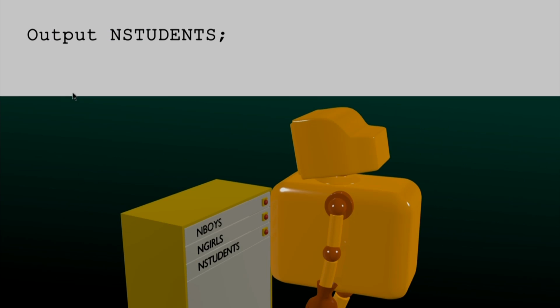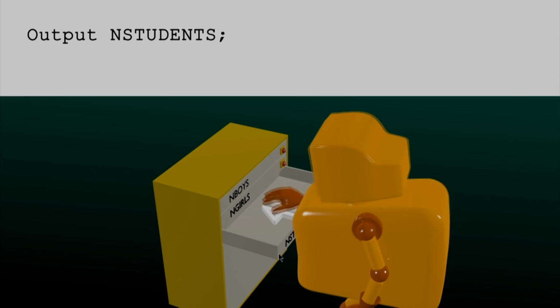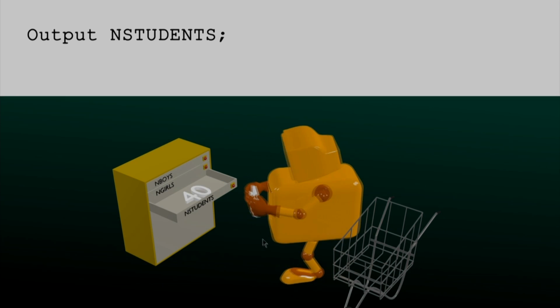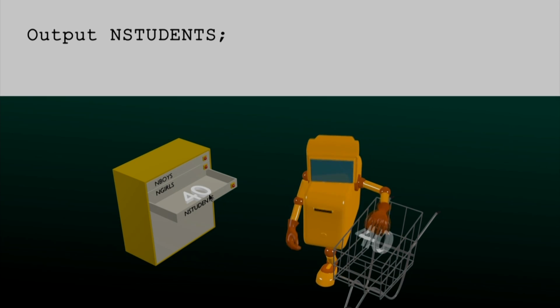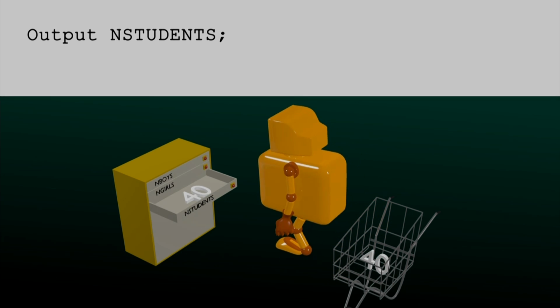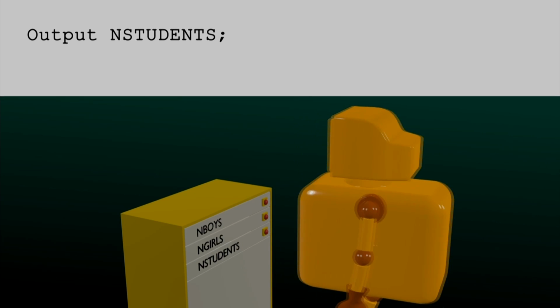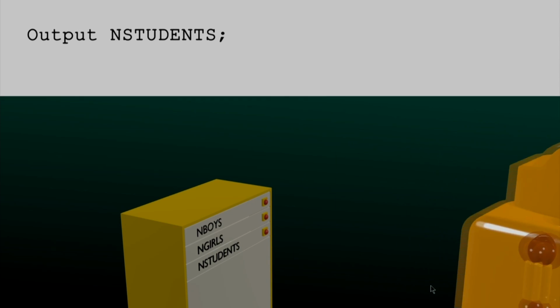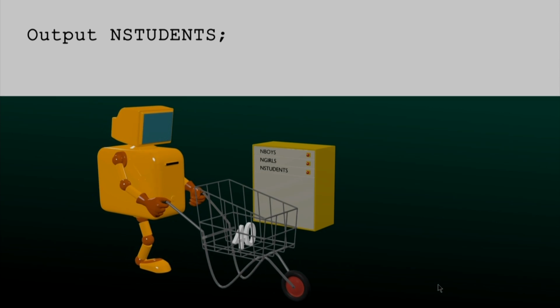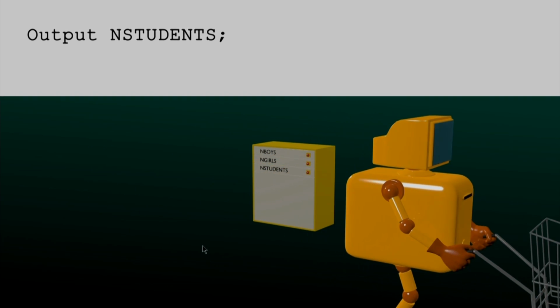Finally, he has to execute the output instruction, output n students. He opens the drawer, makes a copy of the value 40. Notice that he is not putting something in but taking something out, and taking something out always means copy the existing value but let the original value remain inside. He will now take this value 40 and bring it back to us as the output. This completes the execution of the program by Mr. Dumbo.